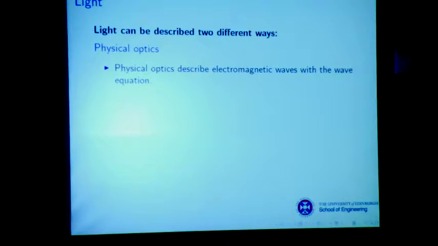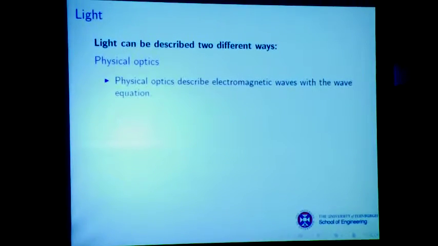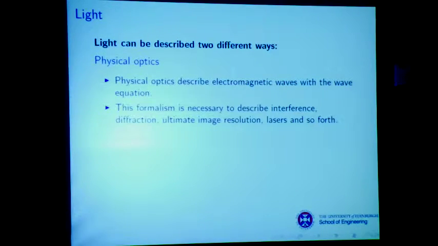Then there's the subject of physical optics, and that describes electromagnetic waves with the wave equation often. And we have to use that formalism to talk about interference or diffraction or the ultimate image resolution of an imaging system. How do lasers work, that kind of thing. Or even that DFWM I just talked about, that interference pattern, that classical description of DFWM can be written out in terms of physical optics.